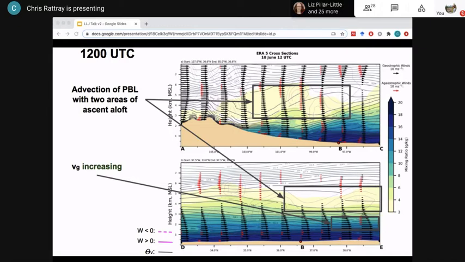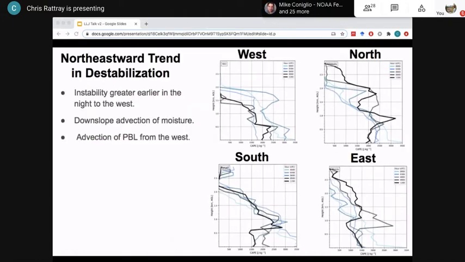Now, just taking a look at what the results were when we change to the CAPE profiles. As we expect, we see a northeastward trend in destabilization overnight. CAPE peaked at the western site around 6 UTC and later in the north. All sites gained more CAPE overnight than at the 0 UTC time aloft, except the south.